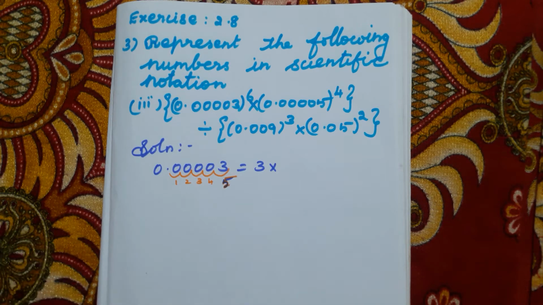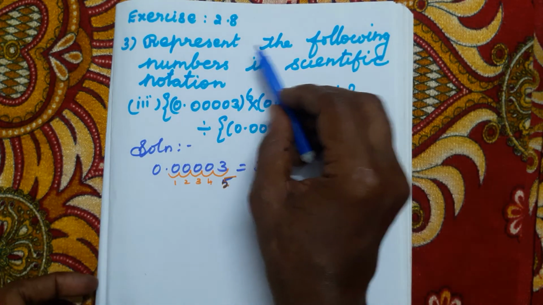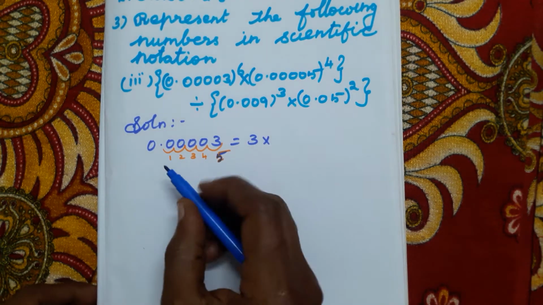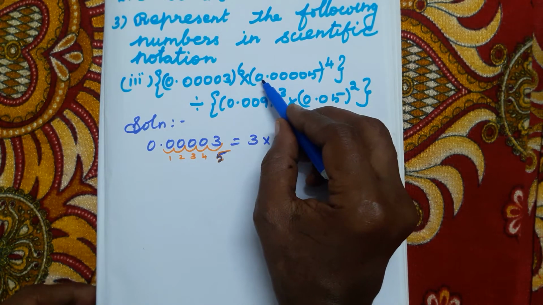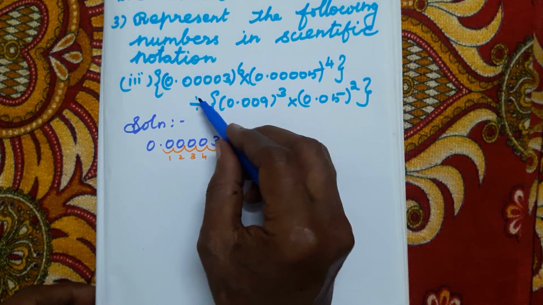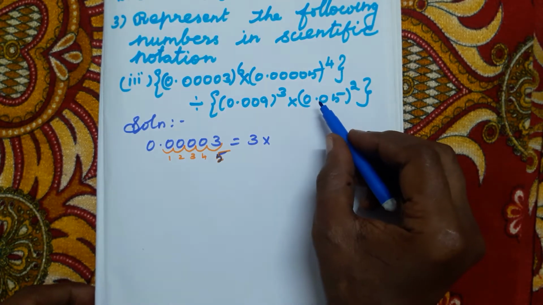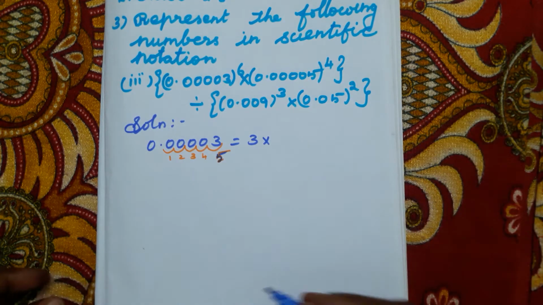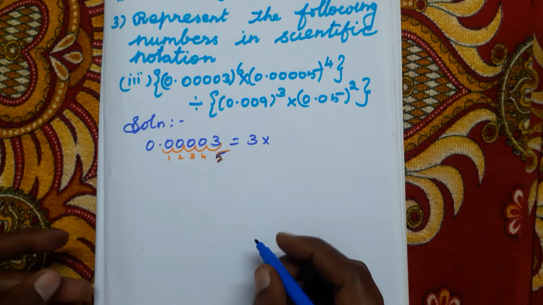Now I am going to explain exercise 2.8, third problem, third one. Represent the following numbers in scientific notation: 0.00003 the whole power 6 into 0.00005 the whole power 4 divided by 0.009 the whole cube into 0.05 the whole square. We have to represent this in scientific notation.